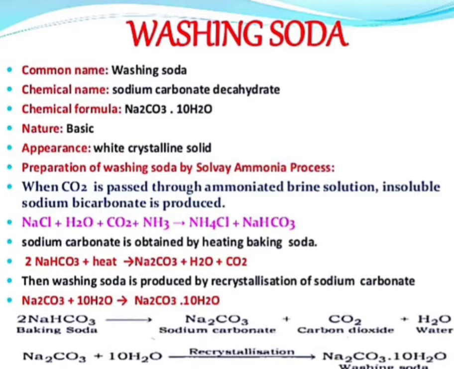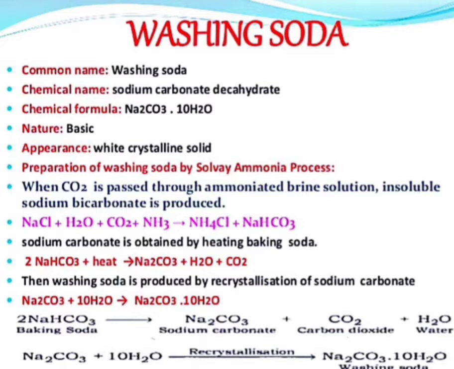When carbon dioxide gas is passed through ammoniated brine solution, insoluble sodium bicarbonate is produced. So the chemical reaction is NaCl plus H2O plus CO2 plus NH3 gives NH4Cl plus NaHCO3. Sodium carbonate is obtained by heating baking soda. So in the above step, baking soda is produced. On heating this baking soda, that is 2NaHCO3, we get Na2CO3 plus H2O plus CO2.